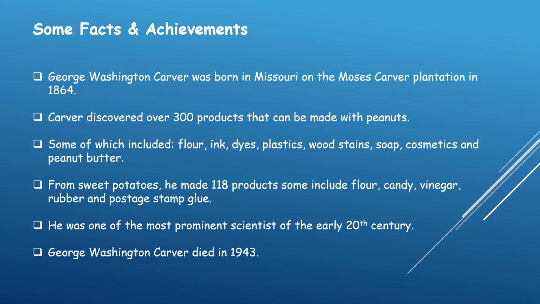Carver discovered over 300 products that can be made with peanuts, some of which included flour, ink, dyes, plastics, wood stains, soap, cosmetics, and peanut butter. From sweet potatoes, he made 118 products. Some include flour, candy, vinegar, rubber, and postage stamp glue. He was one of the most prominent scientists of the early 20th century. George Washington Carver died in 1943.